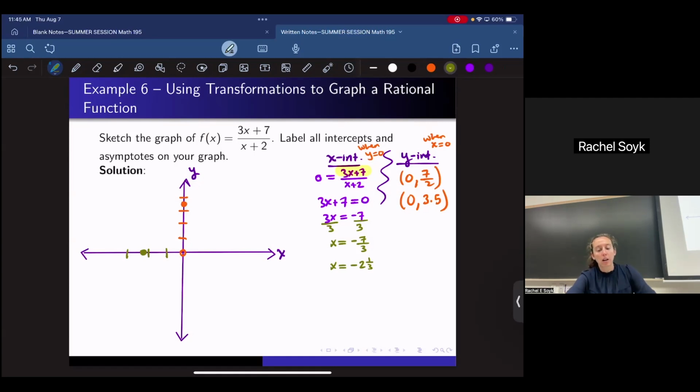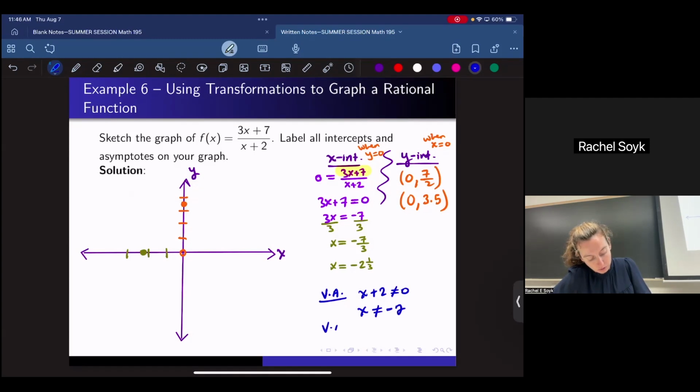Asymptotes. Let's look at our vertical asymptote first. What makes the function undefined? That's simply when x is equal to 2, or sorry, -2. So our vertical asymptote is then x equals -2. Let's sketch that in.